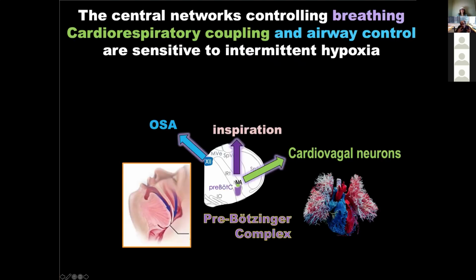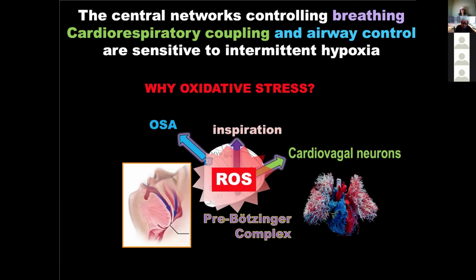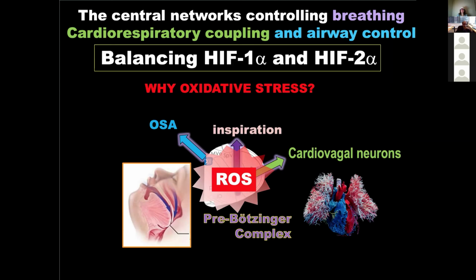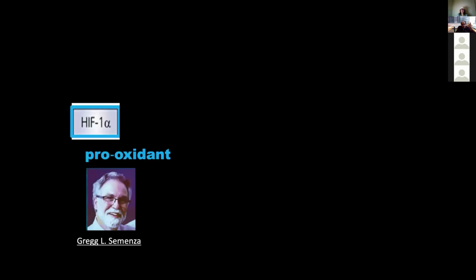So what I showed you is that you have this center of breathing, controlling your hypoglossal nerve, your breathing, and your cardiovagal neurons, and all this is driven after intermittent hypoxia by reactive oxygen species. So the big question that arises is why reactive oxygen species? Why oxidative stress when you're exposed to hypoxia? This actually relates to this year's Nobel Prize that was given to Greg Semenza, who got it for the discovery of HIF-1 alpha. But interestingly, HIF-1 alpha is a pro-oxidant.